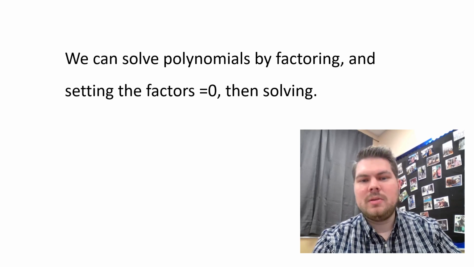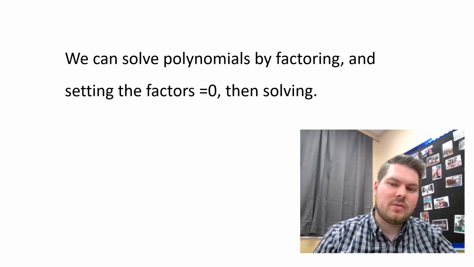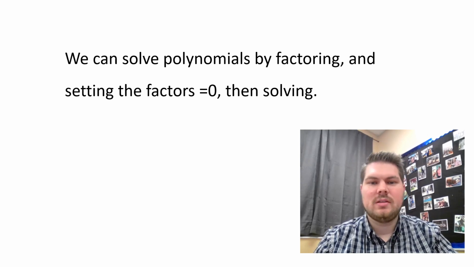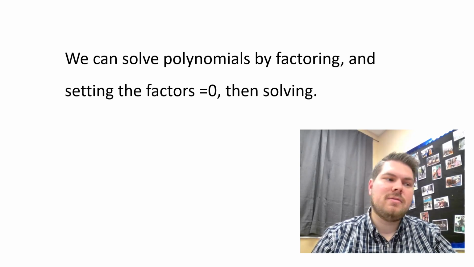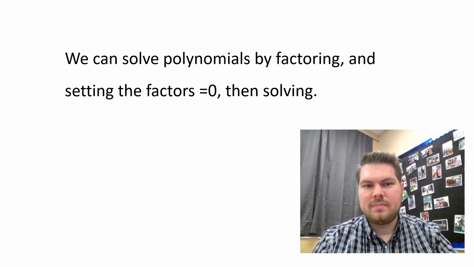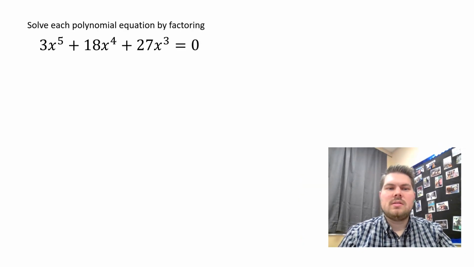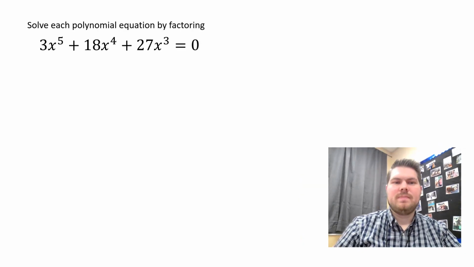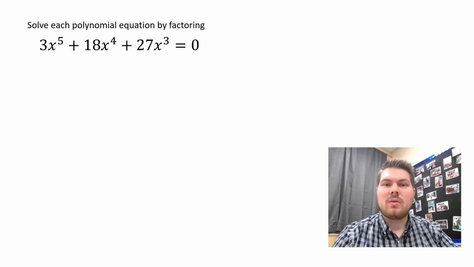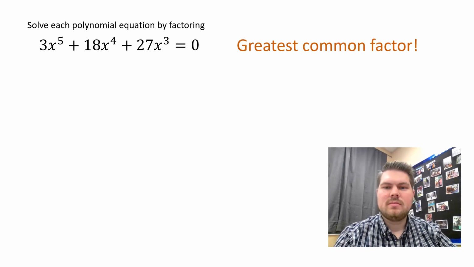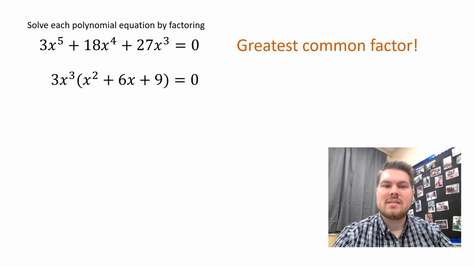We'll solve polynomials by factoring by setting it equal to 0. So the only time you'll mostly need to note this is if it's not already equal to 0. So let's look at this first equation. First, let's start with our greatest common factor. We have 3x to the 3rd, and then we're left with x squared plus 6x plus 9.